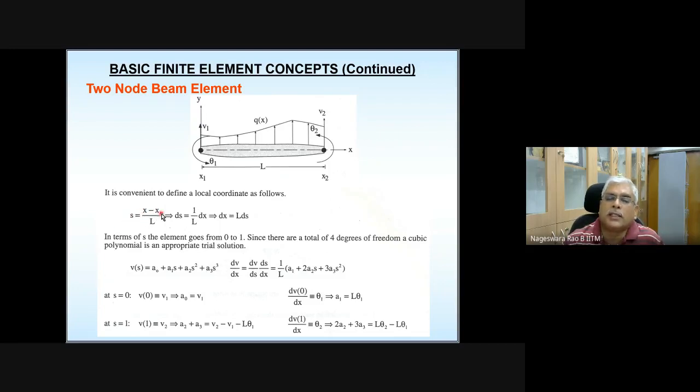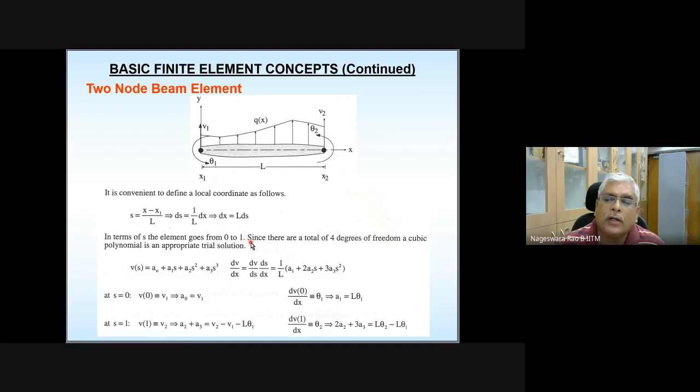If this is correct, I can take the derivative on both sides and write it like this. Again, this relation is required to change the limits of integration and such. So please take note of this one, and that is what is written here. In terms of s, the element goes from 0 to 1. Please note that here this beam element is mapped onto an s coordinate system going from 0 to 1.